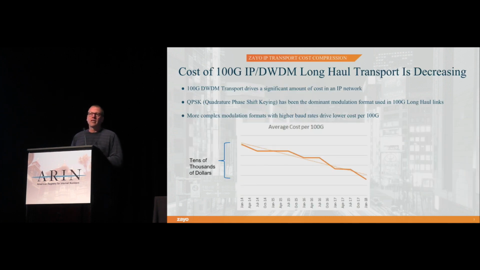I thought I'd also just take a couple minutes here to talk about the cost of optical transport. We obviously have a large DWDM network, and it's growing. This chart shows the actual cost compression for a 100 gigabit circuit on Zayo's network. I've been a little careful to cover the exact y-axis, but I'll tell you that there has been tens of thousands of dollars of cost compression for a 100 gig circuit. And that's a really, really good thing. And so I wanted to talk a little bit about how that is happening and where it is going in the future.